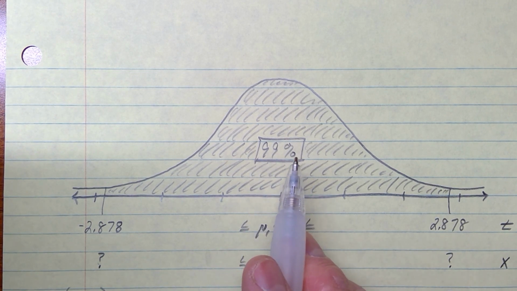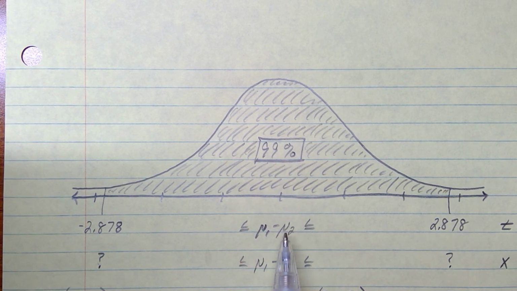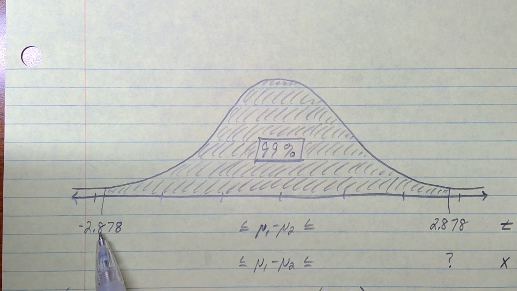Okay, so here's our problem. We want a 99% confidence interval for the difference of the means. This is the population mean for the football players. This is the population mean for the basketball players. I want to know if the difference between the two is between negative 2.878 and positive 2.878.